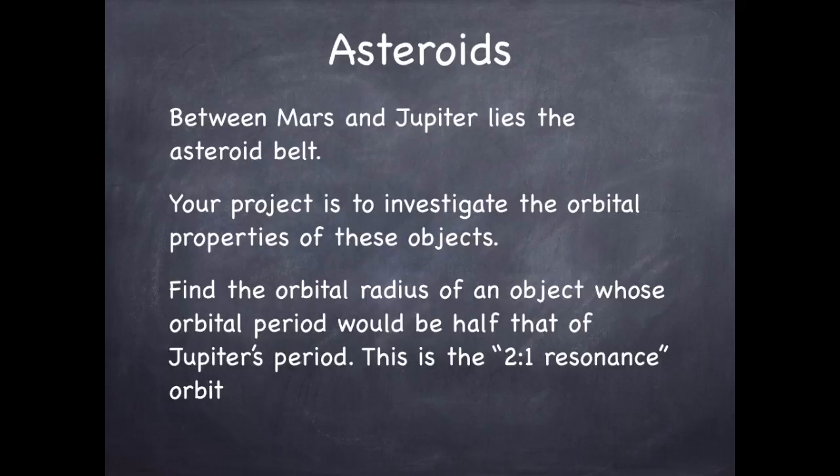So we'll see, if you look up the Kirkwood gaps in the asteroid belt, you'll see that there are definite orbital radii at which basically no asteroids orbit. And the reason is Jupiter gets in there and pulls them out of that orbit if they happen to have this coincidental period relationship. So that's what I want you guys to study.